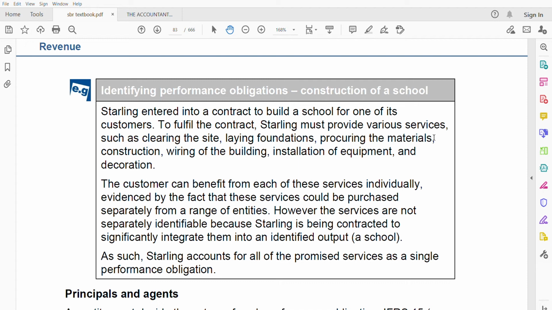But in this case, you see there are five or six things to do: laying foundation, procuring the materials, but all are to build a school. If you do them singly, individually, they will not benefit you. If they are done together, integrated, and then a school is built, then only they will give you a benefit. That's why they are only one performance obligation. Okay.